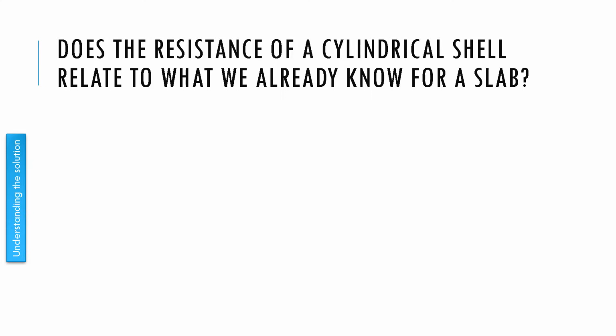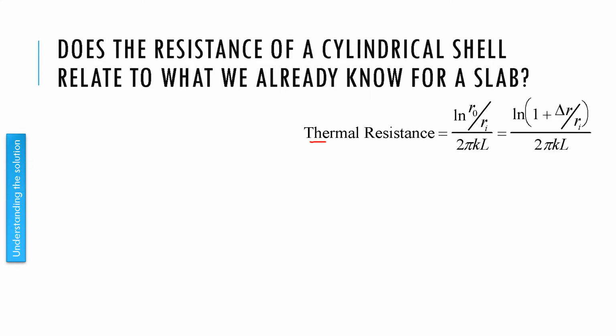Now let's see this quantitatively. We already know that the thermal resistance of a cylindrical shell is given by natural log of R0 over Ri divided by 2 pi kL. Now suppose we think of R0 minus Ri equal to delta R. Sorry about the quality of writing, I'm not using the normal input device. So R0 equals Ri plus delta R. So this is equal to natural log of 1 plus delta R over Ri.